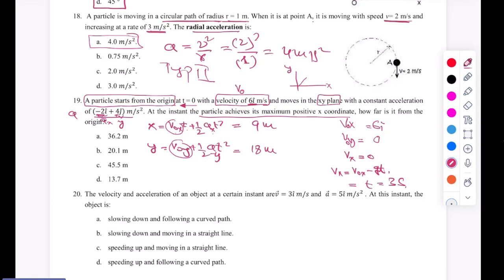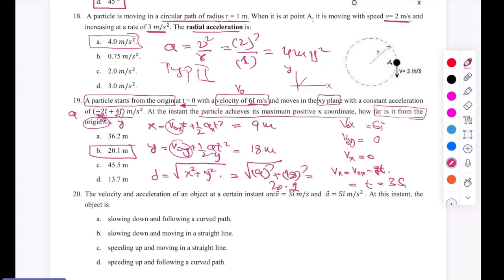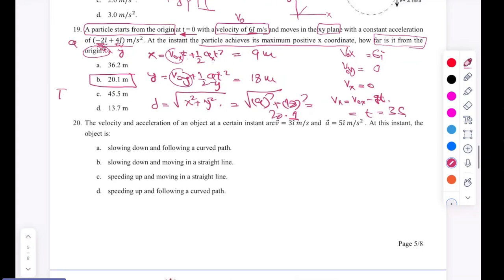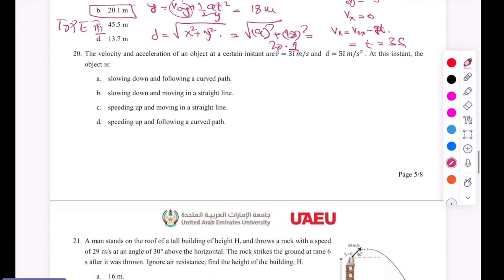What is asked is how far it goes from the origin when it achieves the maximum positive x. So you need to find the distance. In the xy plane, the distance is the square root of x squared plus y squared. Just substitute the values: 9 squared plus 18 squared gives 20.1. So your answer is 20.1. This is your type 3 question. Okay, let's move to another question.